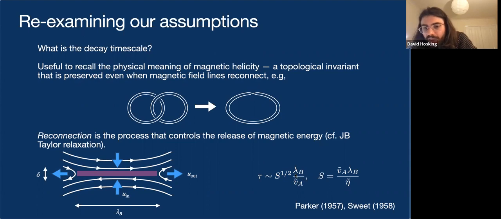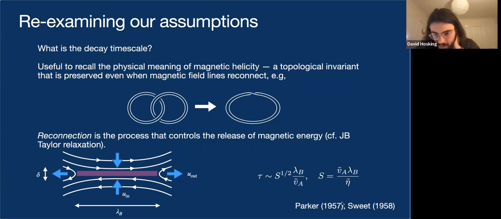You'll see the Alfvénic one there, lambda over VA. That's the time scale we had before. It's not quite that. It's that multiplied by this dimensionless number, S to the power of a half. S here is the Lundquist number. So that's the Alfvén speed times lambda, the scale of the current sheet, divided by the magnetic diffusivity.